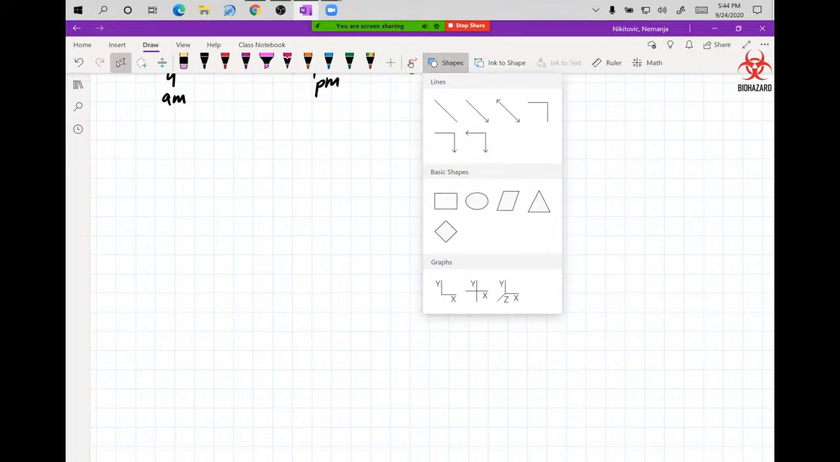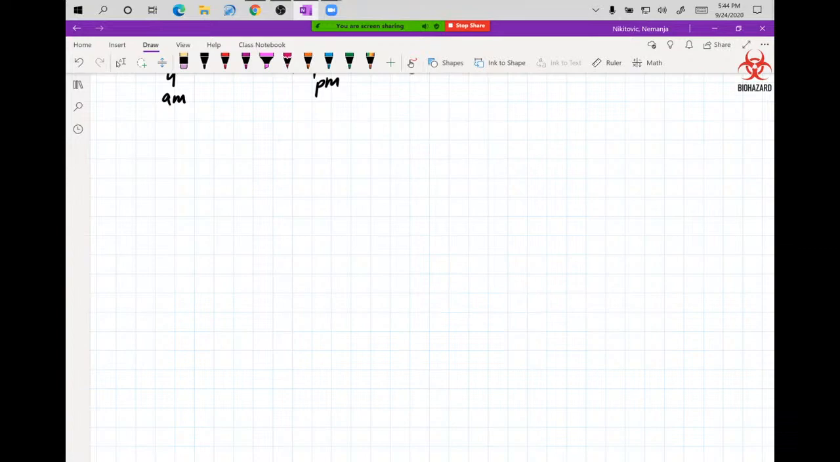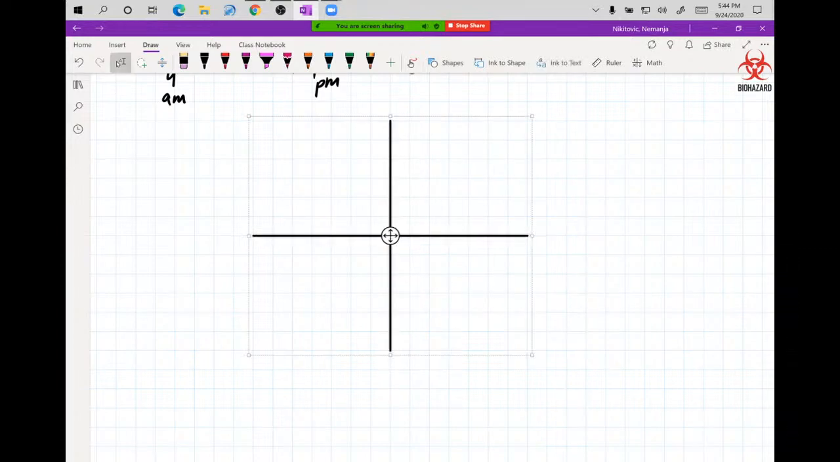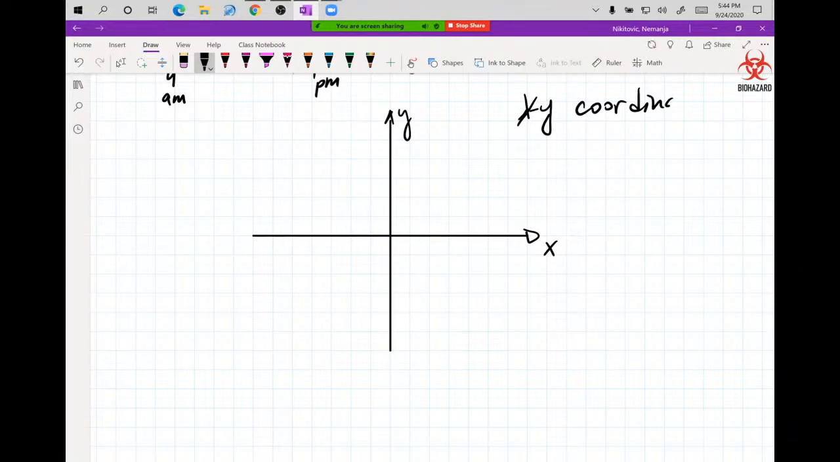So what I'm going to do now is steal the graph from here and place it down. There we go. And this would be the standard two-dimensional XY coordinate system. So this is not a graph. This is the XY coordinate system.